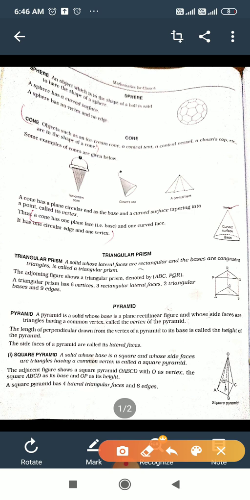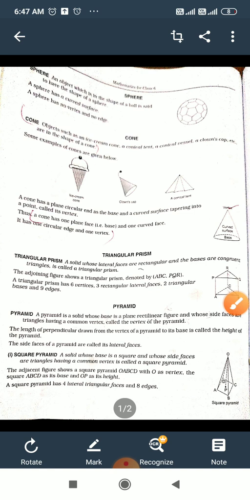This is the shape of a pyramid. The rectilinear figure is built on a rectangle, whose side faces are triangles having a common vertex. What is the vertex? The common point O, here, here, here, and here, called the vertex of the pyramid.